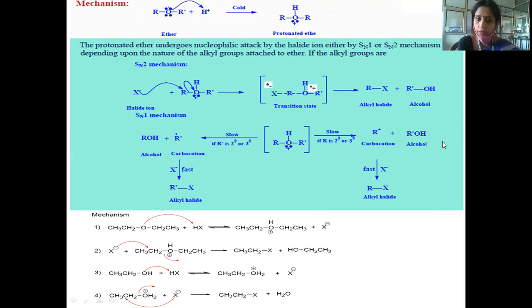If it is SN1 mechanism, we know that it will occur in two steps. In the first step, a carbocation will be formed, which then combines with the halogen to form alkyl halide. The same is given at the bottom also. You can just go through it.